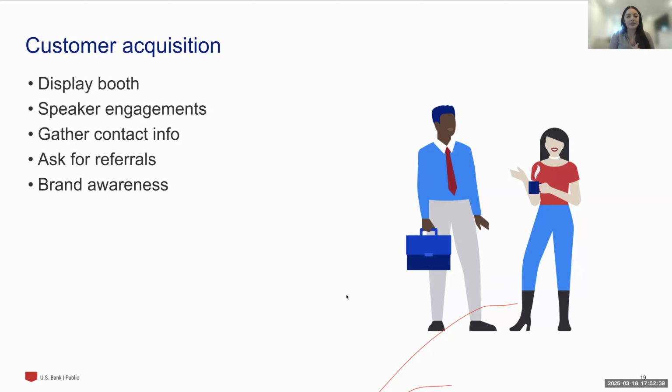Brand awareness is different than customer acquisition, as your goal is to get your name out more broadly. This may involve providing items with your branding at a booth, in an event bag, or your logo at an event.